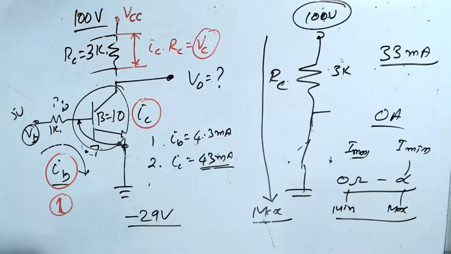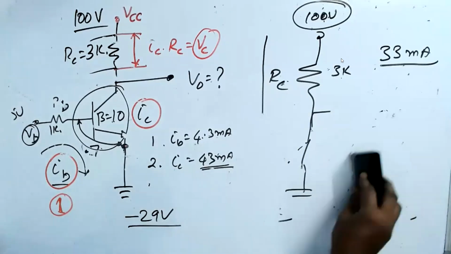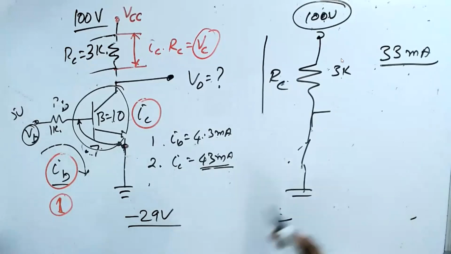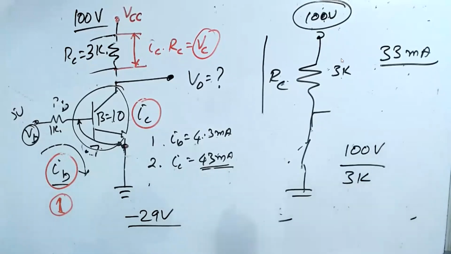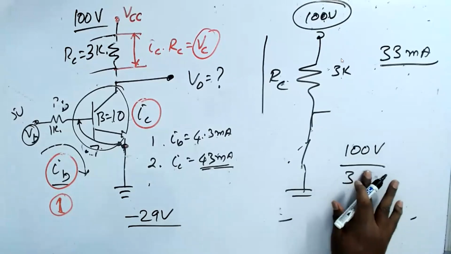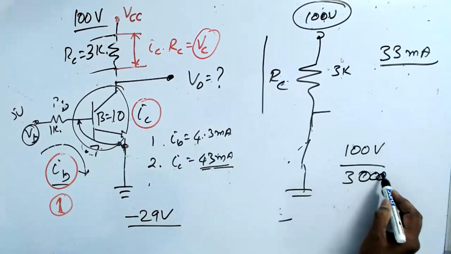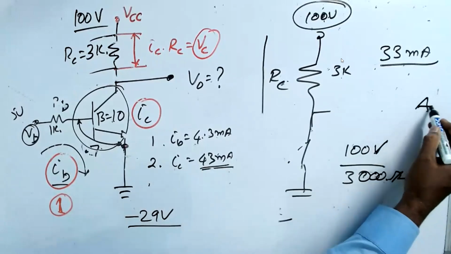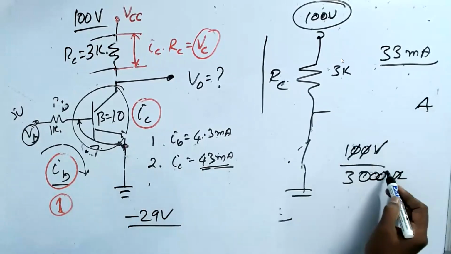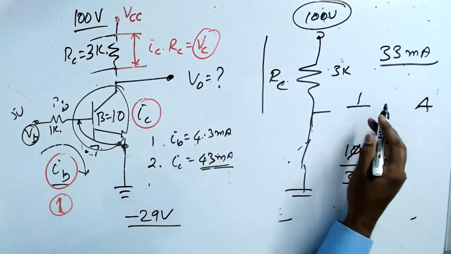You understand now? Let's write it like this: 100 volt divided by 3K, that is 100 volt divided by 3000 ohm. Volt by ohm is ampere. That's done. You subtract this. 1 by 30.